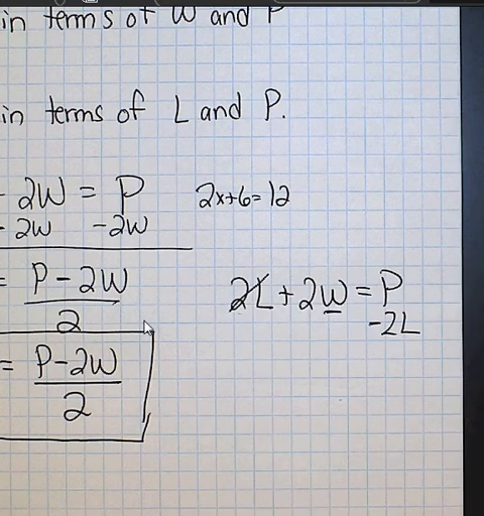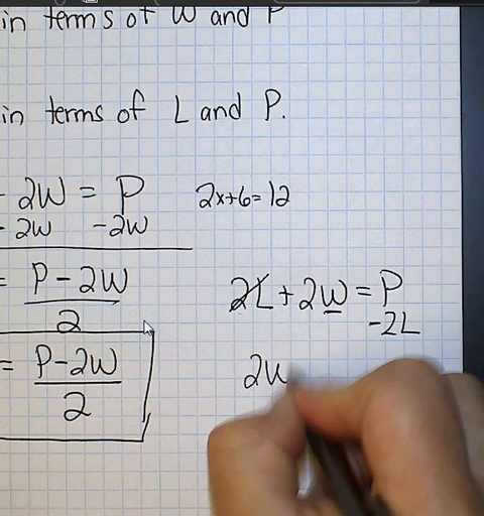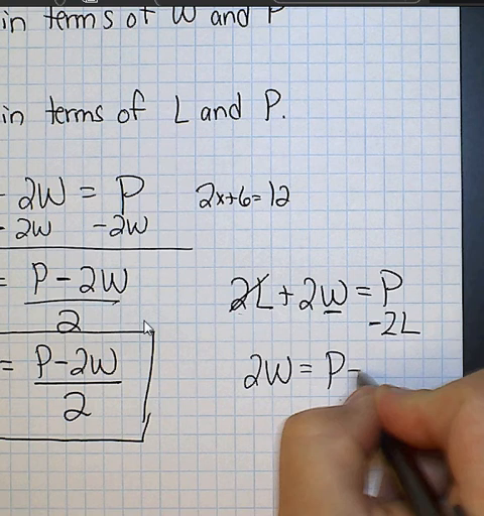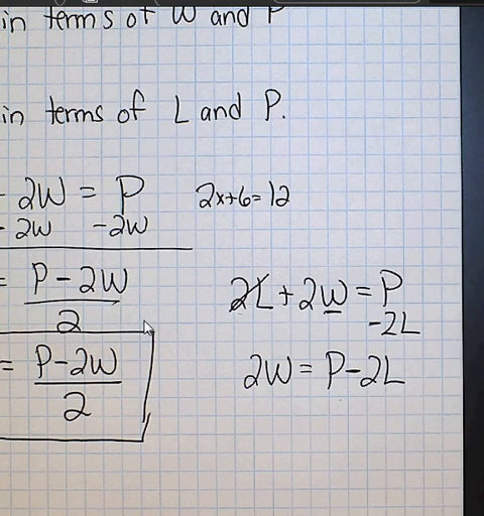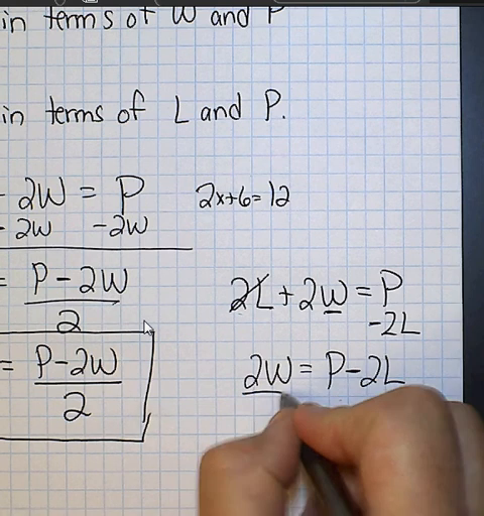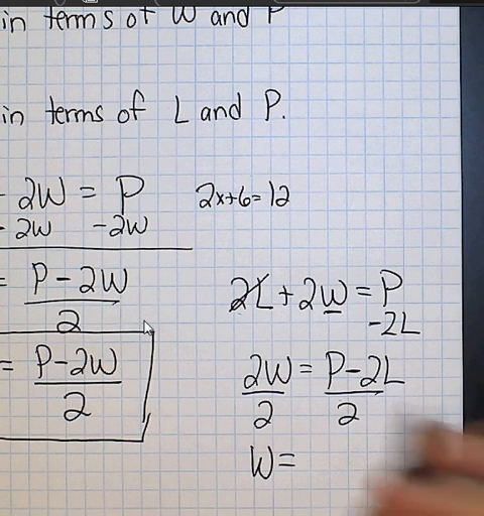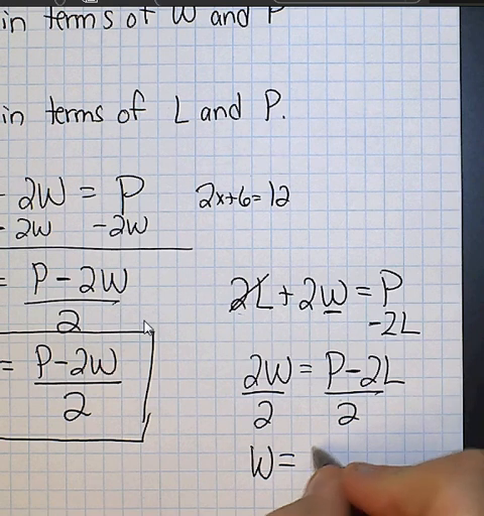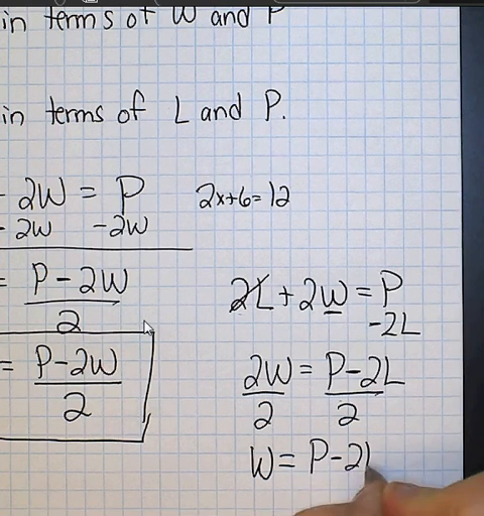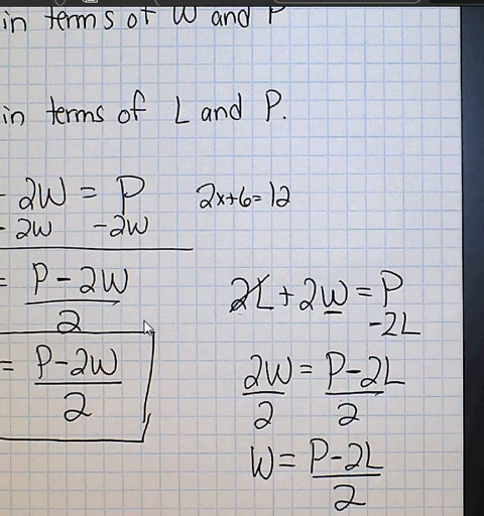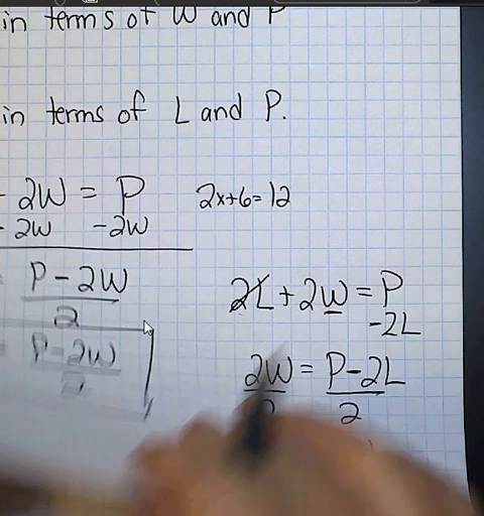And it's gone here. So then I have 2W is equal to P. Just write down what's going on the right-hand side. Minus 2L. And now I'm trying to get W by itself. W is being multiplied by 2. So how do I undo that? Divide by 2. Divide by 2. So W is equal to P minus 2L divided by 2. We good? All right, how about this one?